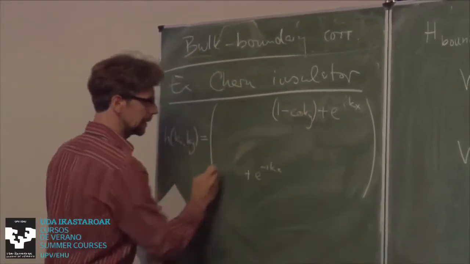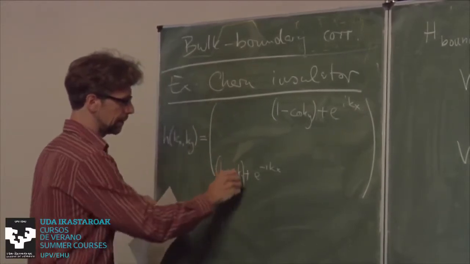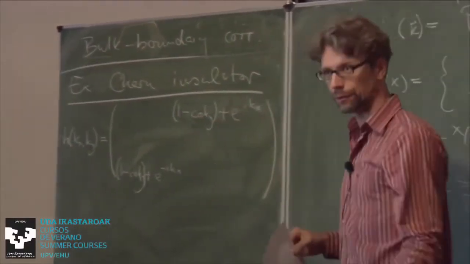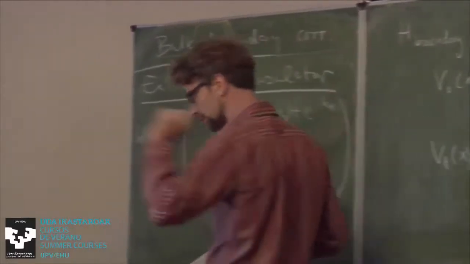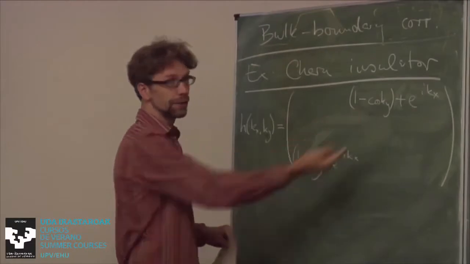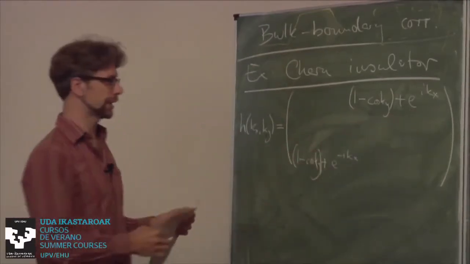Why do I do that? Because at ky equal to 0, this part is 0, which corresponded to the t before. So we have a perfect Su-Schrieffer-Heeger model. And at ky equal to pi, this is 2, which is larger than 1. So we have a trivial phase of a Su-Schrieffer-Heeger chain.